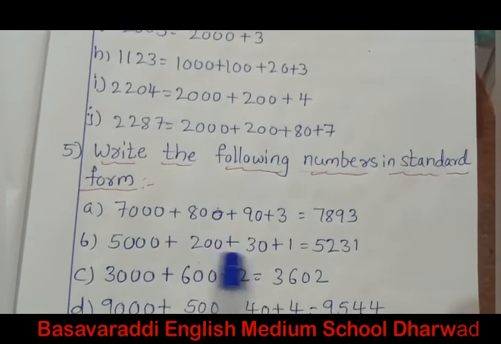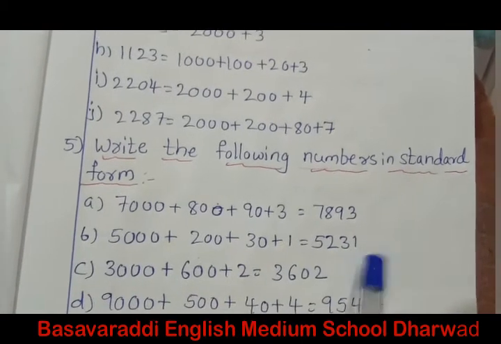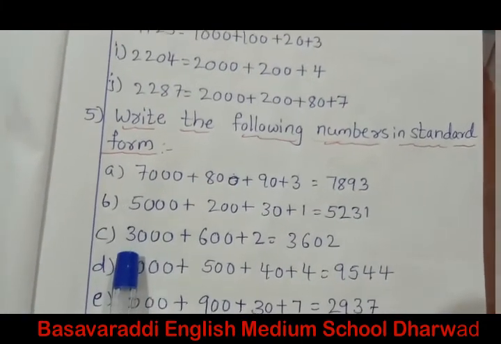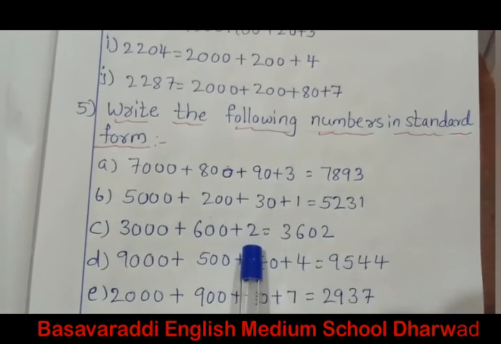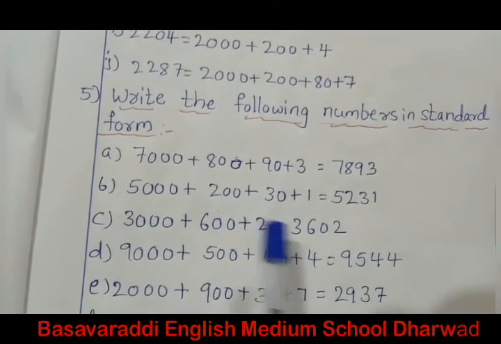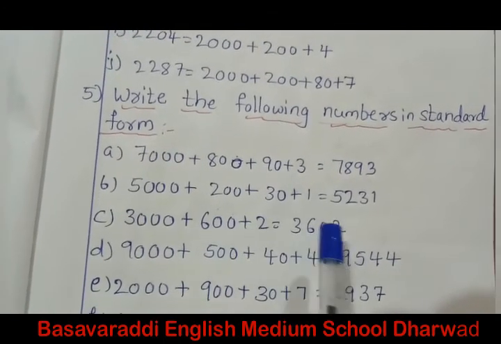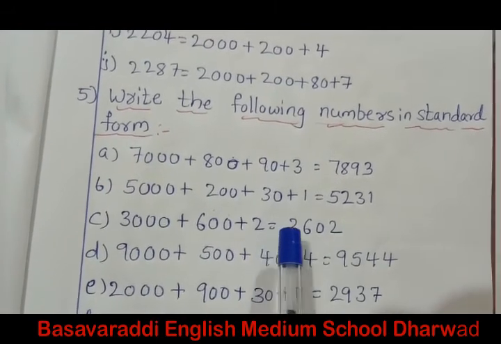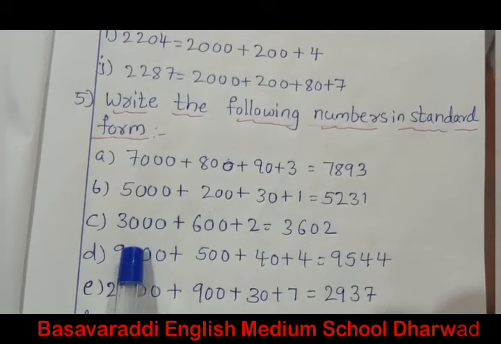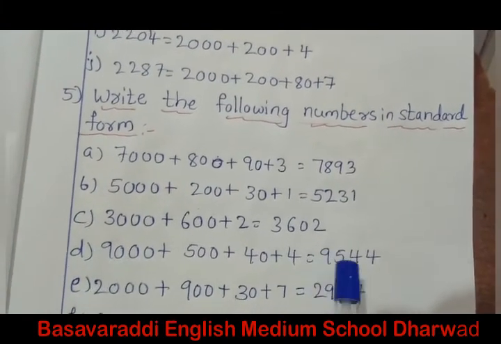5200. See, 5000 is there, 3 zeros, 2 zeros, and 1 zero. Okay, 5231. See here, 3000 is there, 3 zeros are there, 2 zeros are there, 1 zero is missing. So 3600. The 1 zero is missing, so we are putting here, that is a tens place, and 2 is the ones place. So 3602.